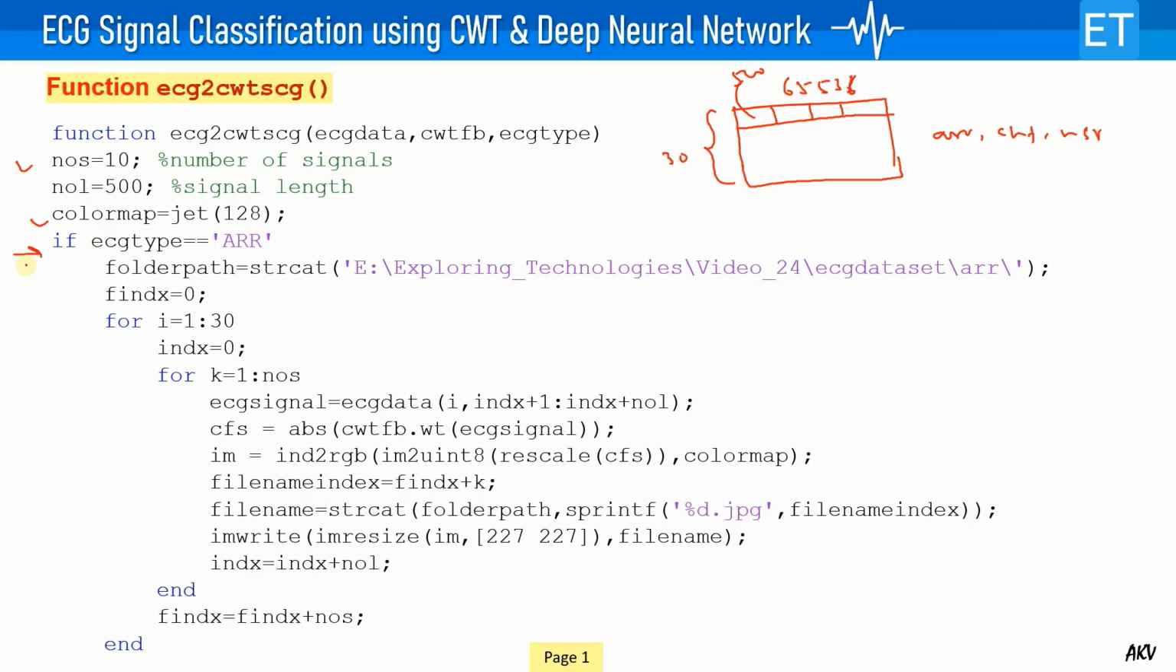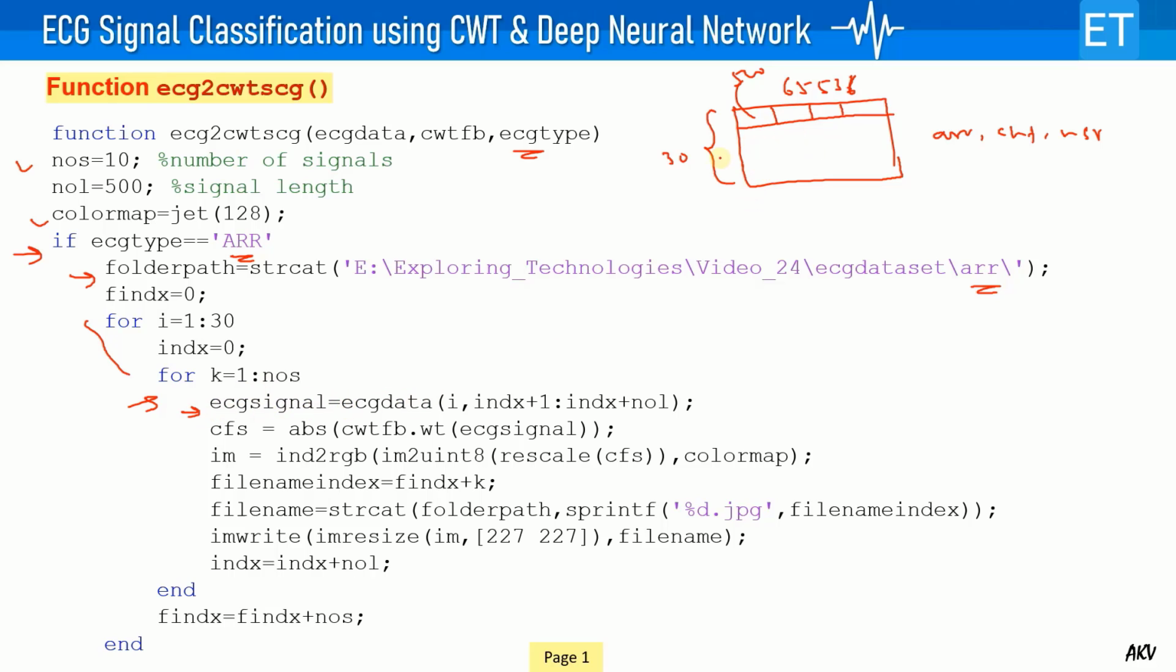So here what we are doing is checking the condition that if the ECG type is ARR, that string we have passed in the function, then create this folder. So all the images will be stored in the ARR folder, and we have defined some indices. And inside this for loop, first we extract the signal. So ECG signal equal to ECG data.